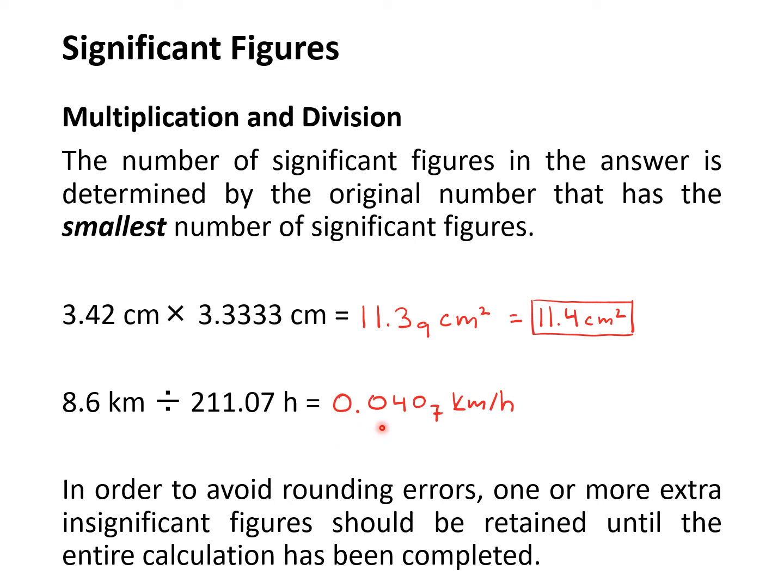And here, our dividing, our answer is 0.0407 kilometers per hour. Again, rounding to 2 significant figures gives us 0.041 kilometers per hour. So as I mentioned before, in order to avoid rounding errors, we always keep one or more extra insignificant figures in our intermediate answer until the entire calculation has been completed.